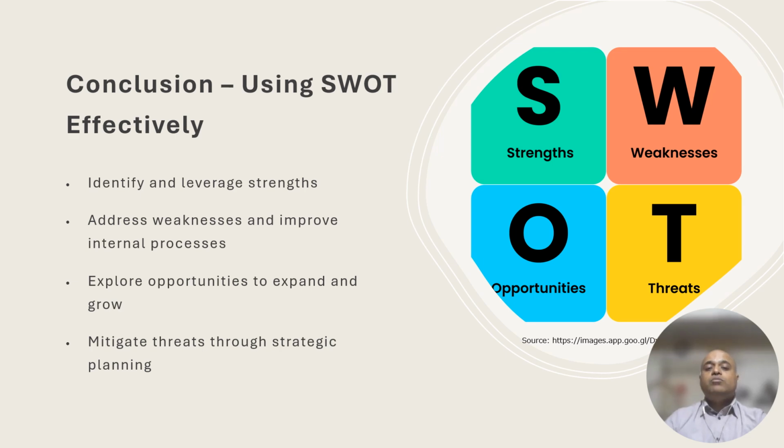For example, if a company has a loyal customer base, it should focus on customer engagement and retention strategies to build long-term success. Address weaknesses and improve internal processes. Weaknesses are internal limitations that a business needs to work on. This could be inefficient operations, poor marketing, or financial constraints. The goal is to identify these gaps and take proactive steps to fix them, such as investing in better technology, upskilling employees, or improving financial management.